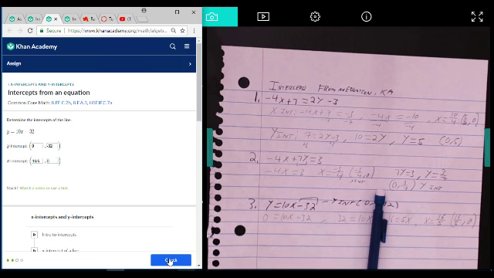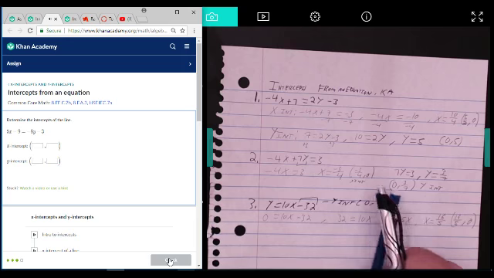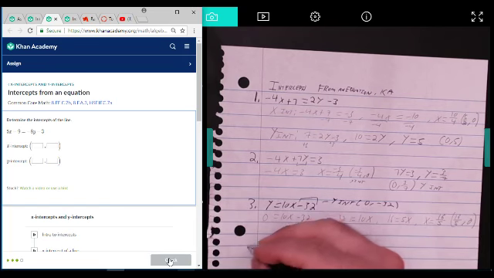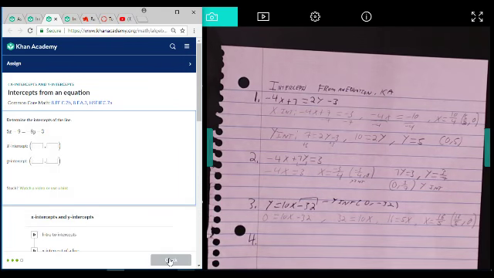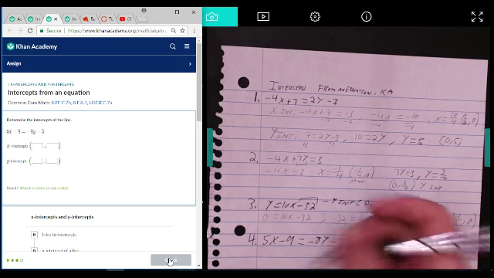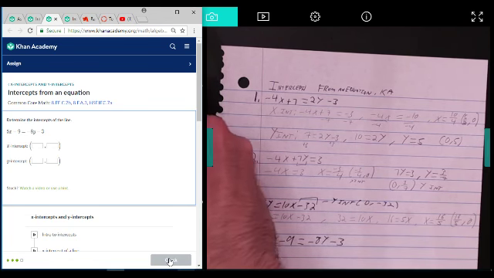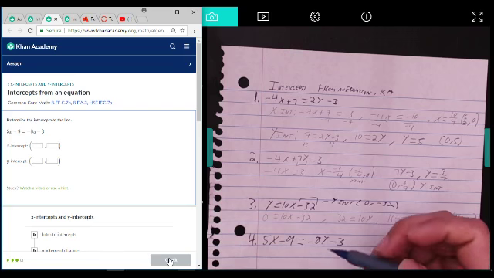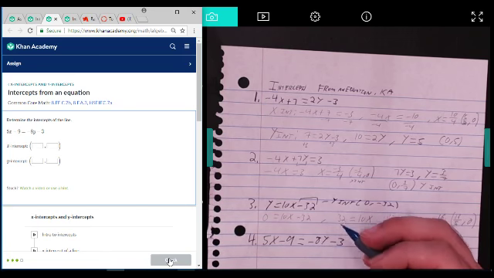So let's check. Great. And then step number 4: determine the intercepts of the line. 5x minus 9 equals negative 8y minus 3. So what are we going to do? We're going to find the x and y intercepts.